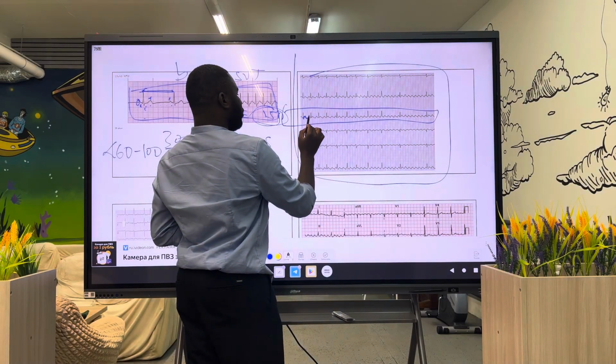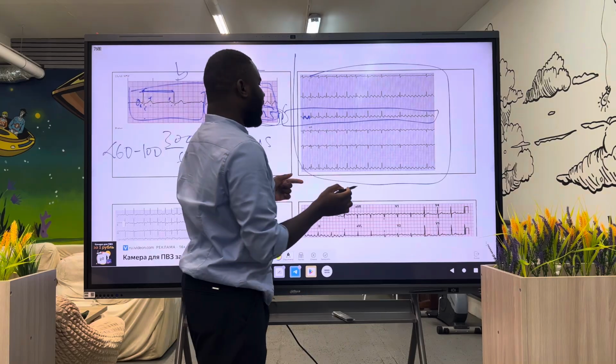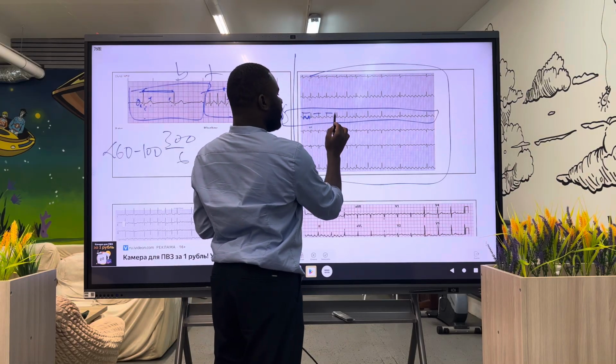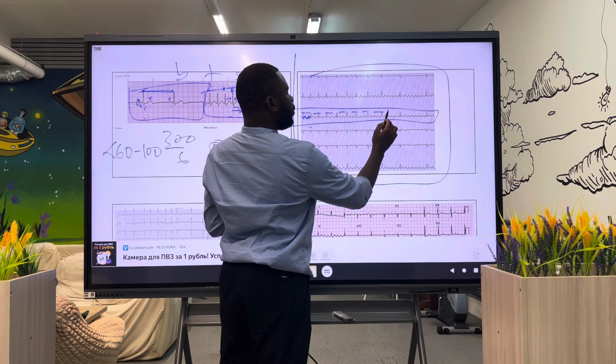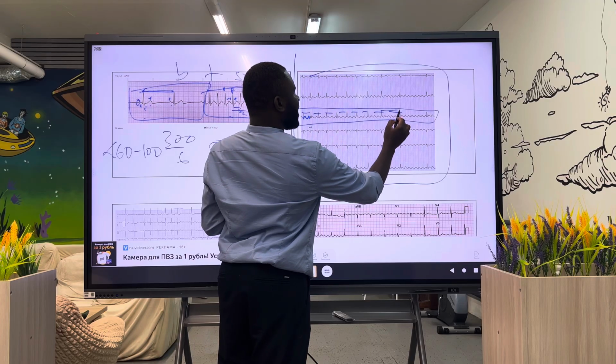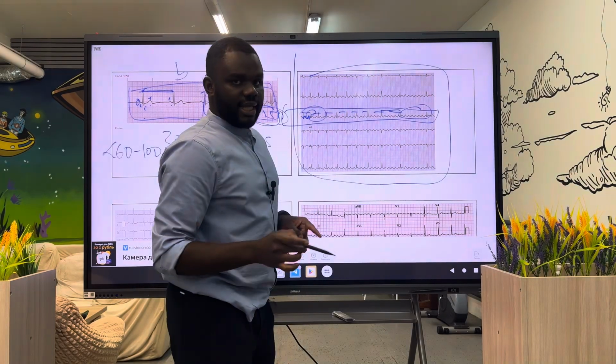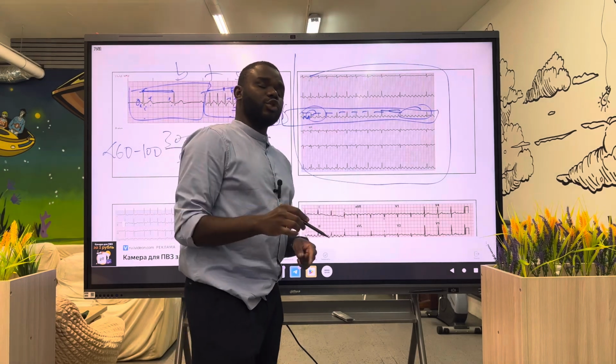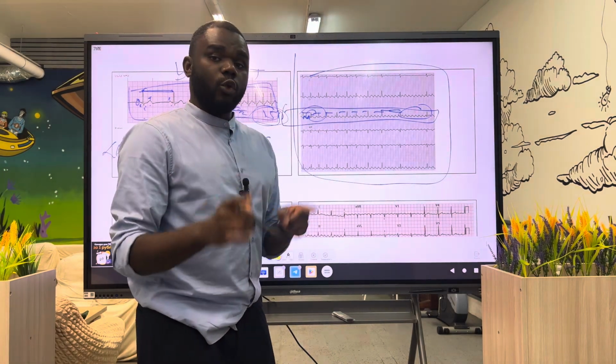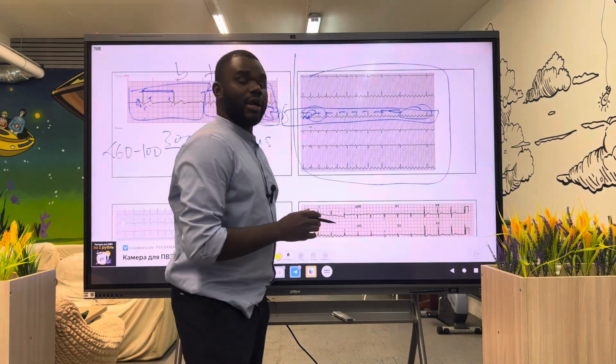We can see formation of what? Sawtooth. Non-sinus, but in this case, if you watch very well, you can see that what do we have? The distance between here and the distance here is not the same. Usually, a flutter should be non-sinus and regular. But here we have an irregular case.